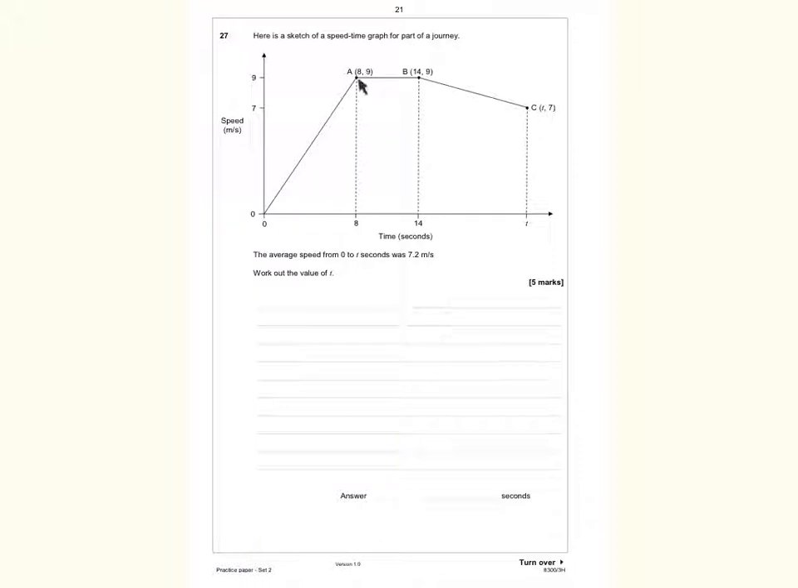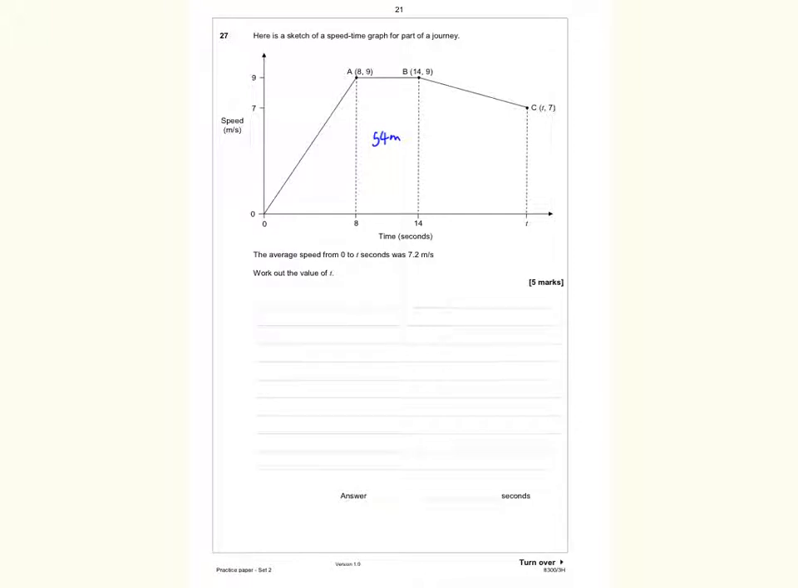From 8 seconds to 14 seconds, this object was traveling at 9 meters per second. 9 meters per second means 9 meters for every 1 second. And from 8 seconds to 14 seconds, that's 6 seconds, and for each of those seconds it was traveling 9 meters. So 9 meters times 6 would give me the distance in meters. So we've got 9 times 6, which is 54 meters. So this part of the journey was 54 meters.